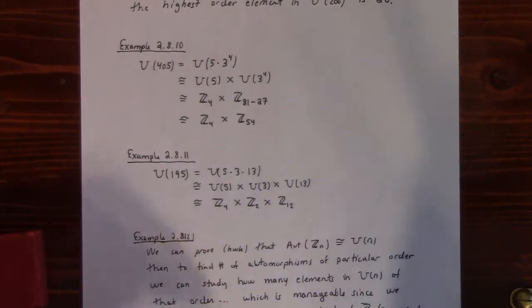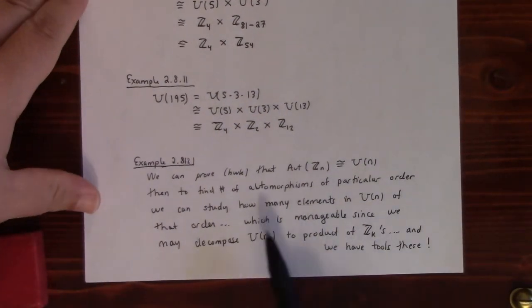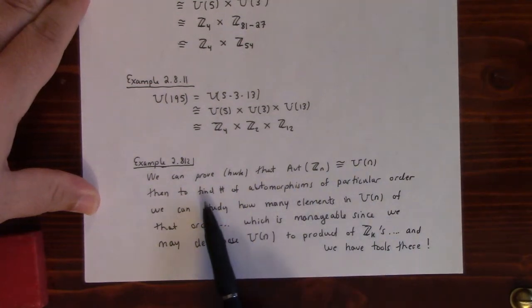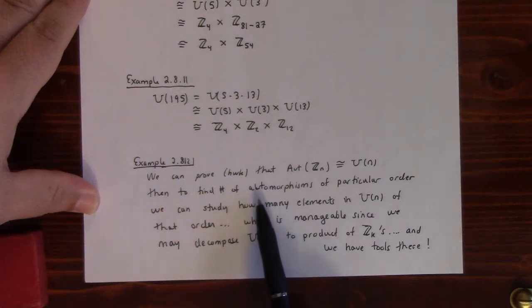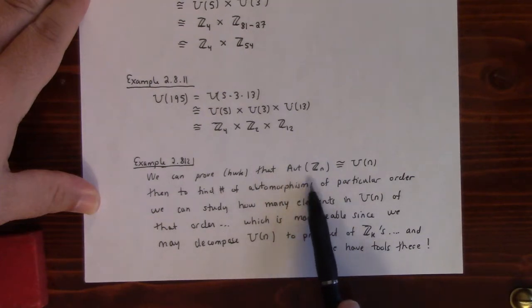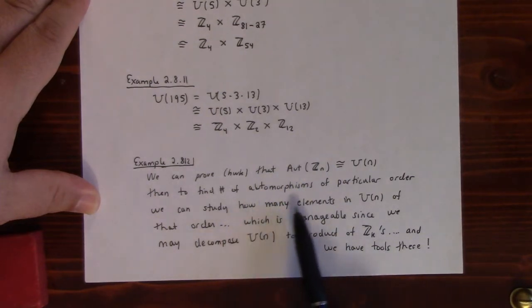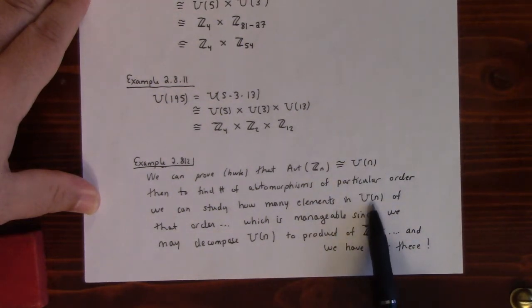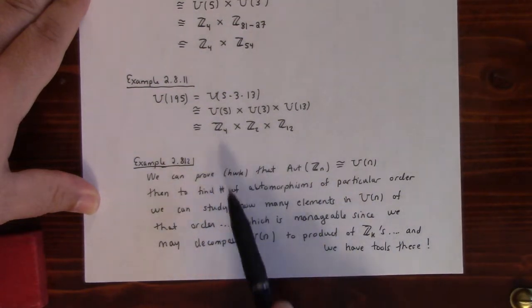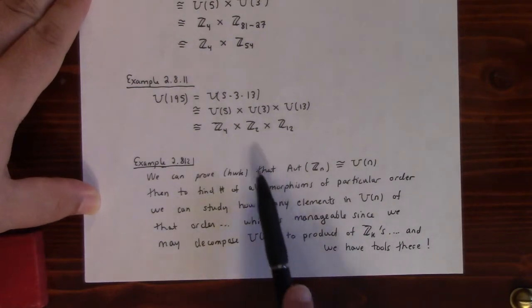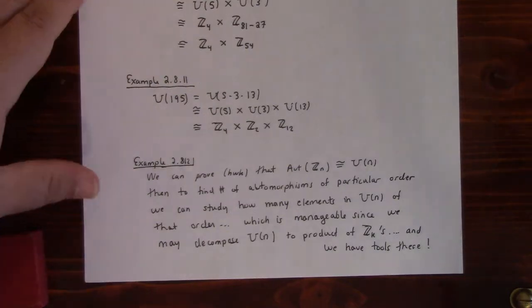Easy peasy. And now, in one of your homeworks, I have asked you to prove that the automorphisms of Zn is isomorphic to Un. And that's pretty neat because once you prove that, then you can figure out things about the order of automorphisms of a particular order by studying how many elements of that particular order are in Un. Well, how can you do that? You can do that for Un because you can break Un into a product of cyclic groups. And so we have tools for studying the order of elements in such products. And so that's the game plan there. It's kind of sneaky, but that's it.